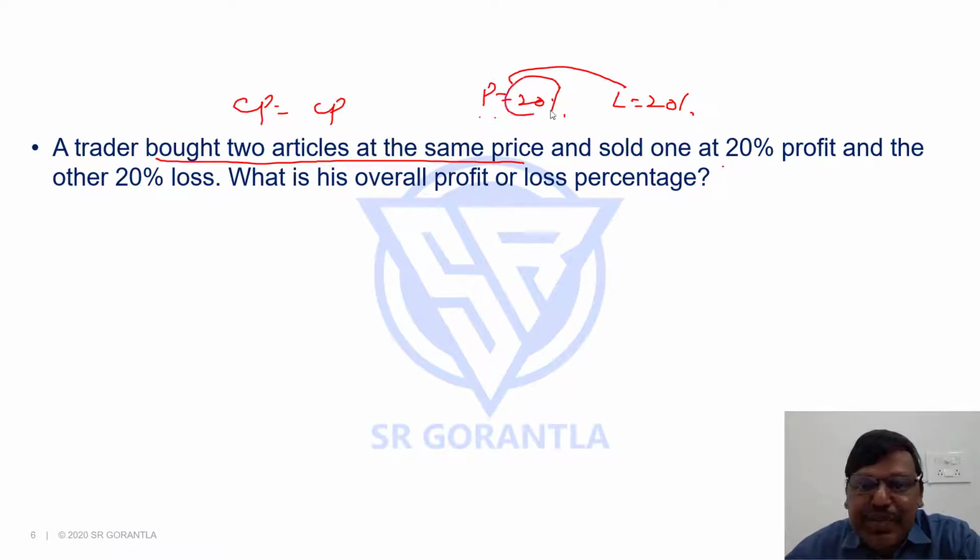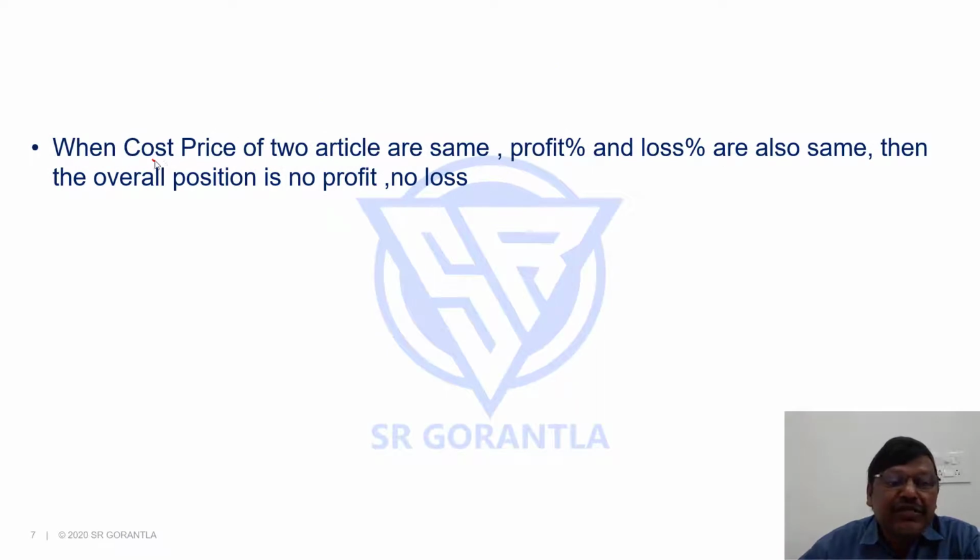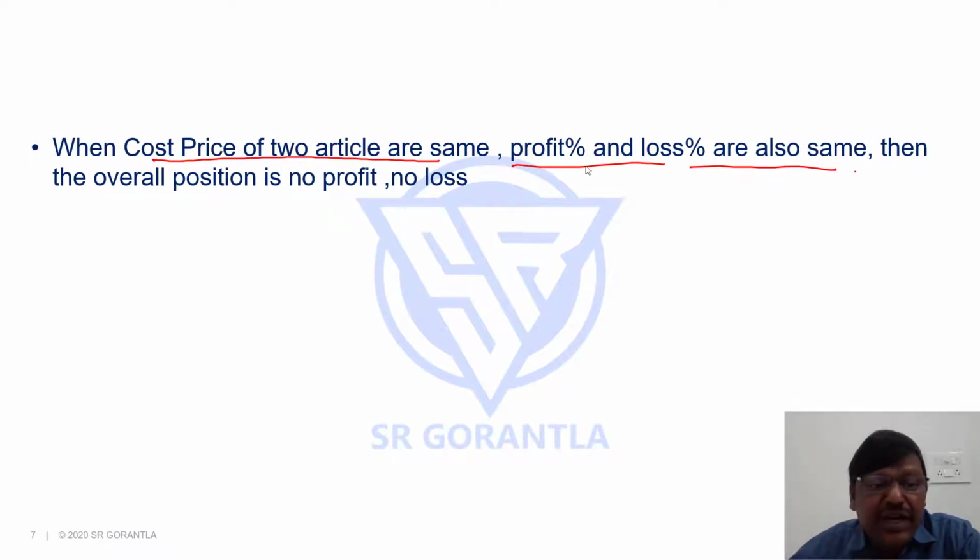Because when I say there is 20% profit, 20% of what? Of CP. When I say the loss is 20%, it is 20% of CP, but the CPs are equal. When these are equal, 20% values are also equal, meaning the profit value here and the loss value here will be the same. Hence, no profit, no loss. Let me show you the shortcut. When CPs of two articles are the same, and profit percent and loss percentage are also the same, then the overall position is no profit, no loss, right?